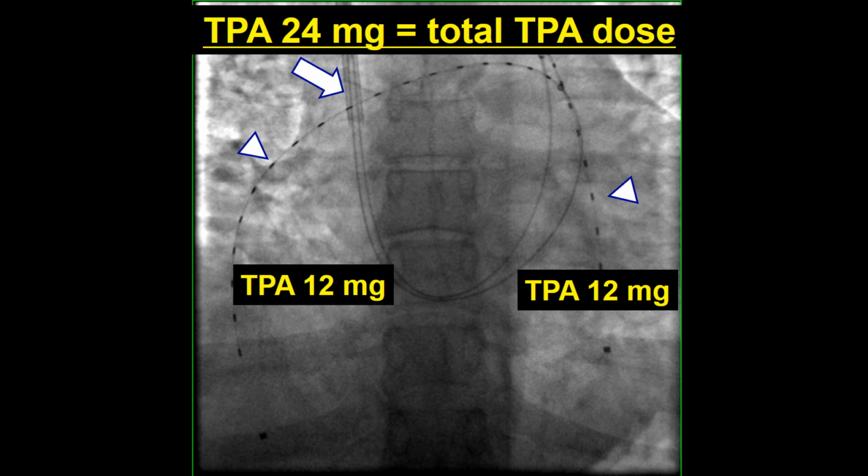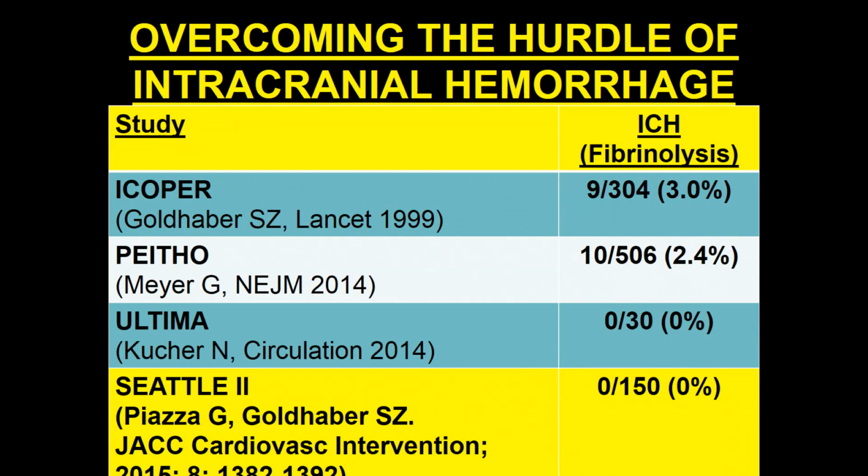Here we see one of my patients with two of these EKOS catheters with ultrasound-facilitated catheter-directed thrombolysis. The white arrowheads are pointing to these ultrasound cores that are sewn onto the catheter, which are buzzing the clot. And this patient is receiving 12 milligrams over 12 hours in each of the two pulmonary artery catheters.